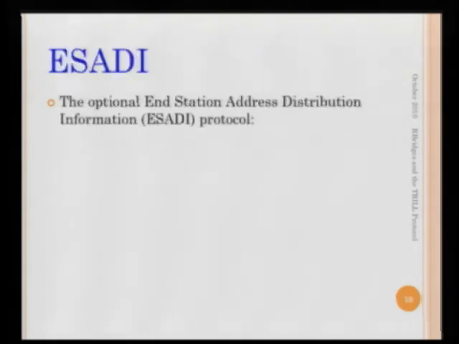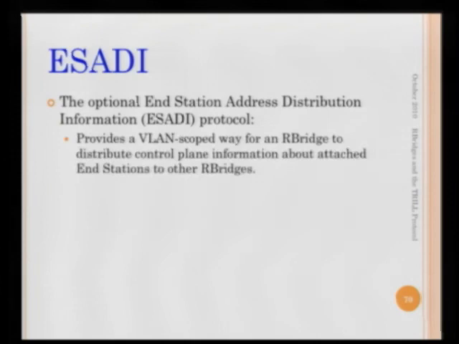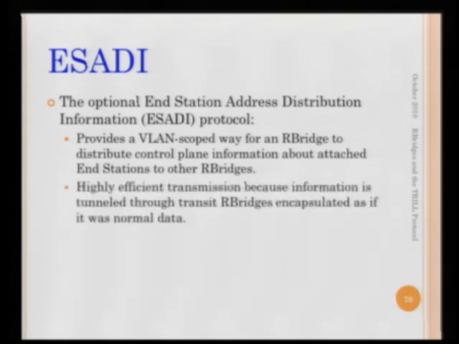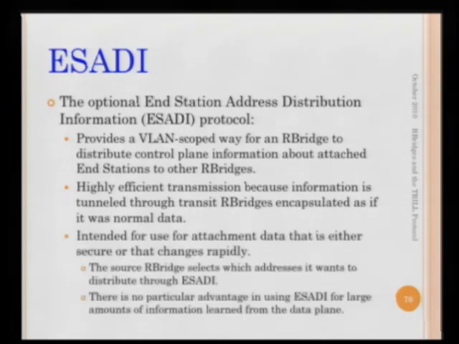So this end station address distribution information protocol, it's a VLAN scoped way where an RBridge can distribute through this protocol information about attached end stations to other RBridges. So the transmission is very efficient because it's tunneled through all the transit RBridges, encapsulated just as if it was a normal multicast data. So only the RBridges which have end stations connected in that VLAN would ever pay any attention to these frames.